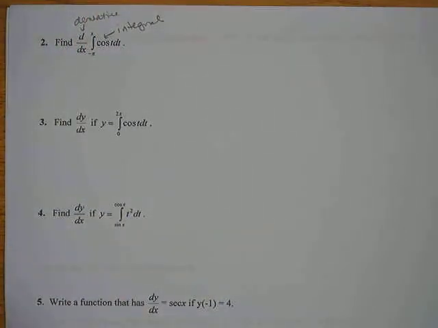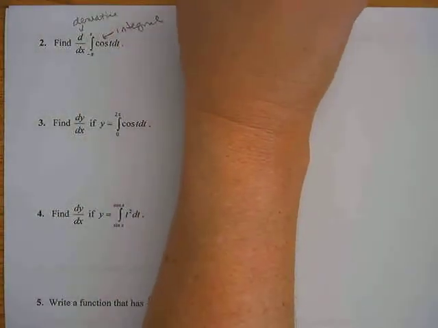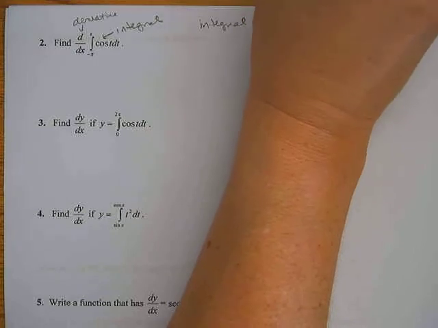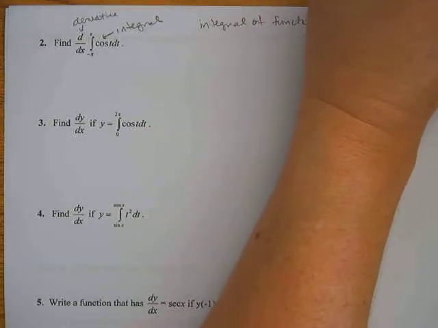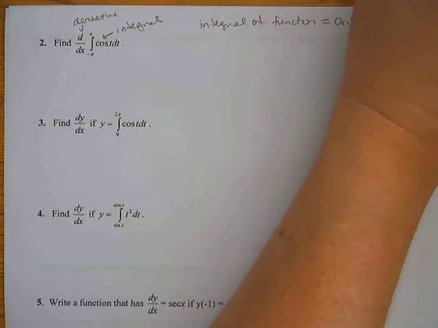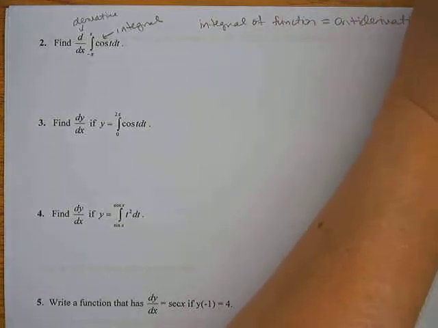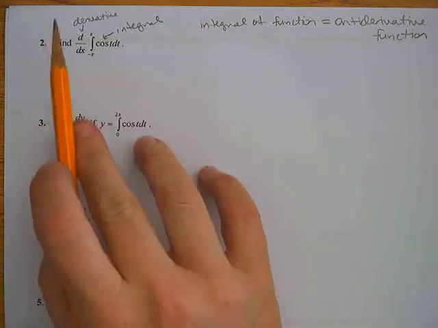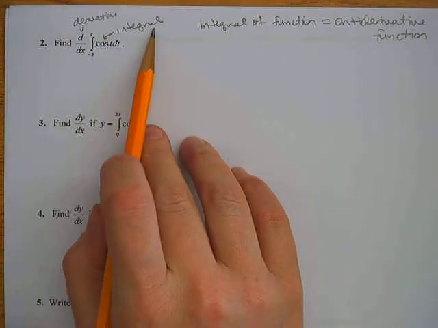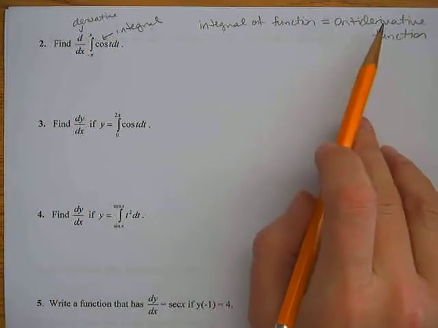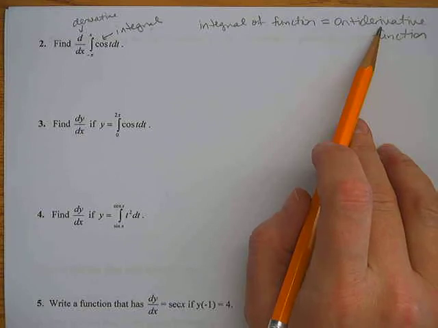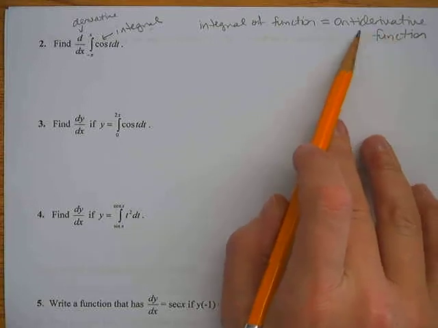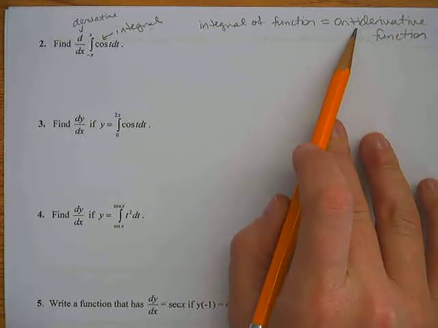Now, we just proved in this lesson that an integral of a function is basically the antiderivative of the function. So taking the derivative of an integral is the same thing as taking the derivative of the antiderivative. The derivative of the antiderivative, they're basically going to cancel out, and you're going to end up with just the function.